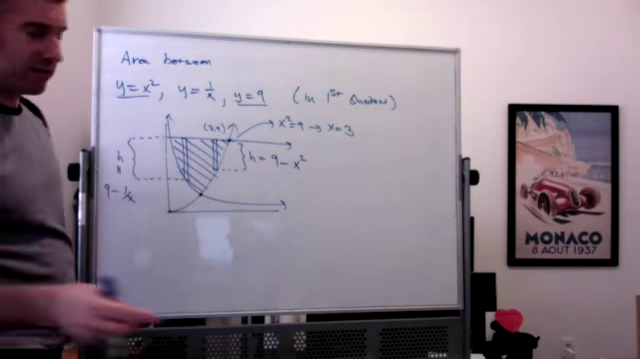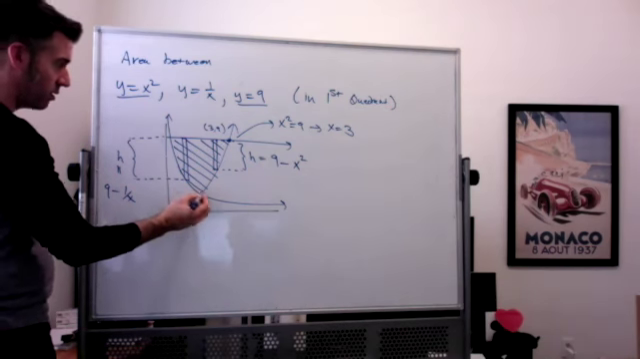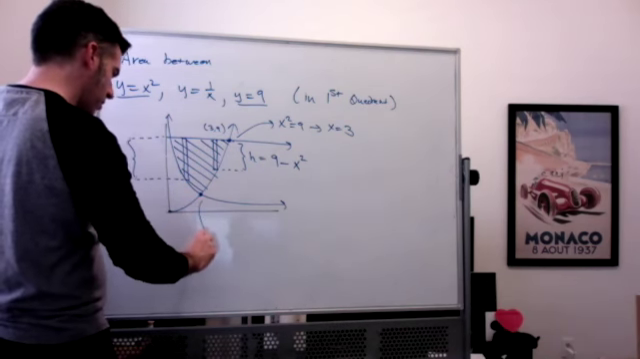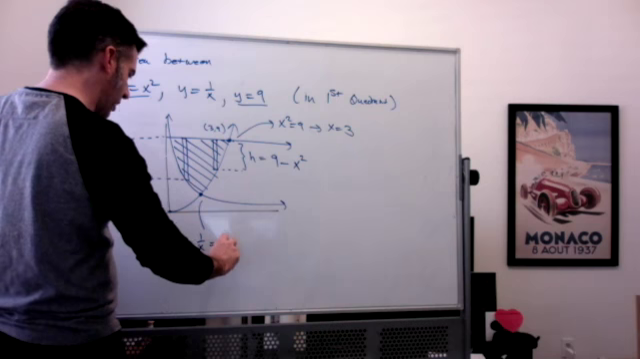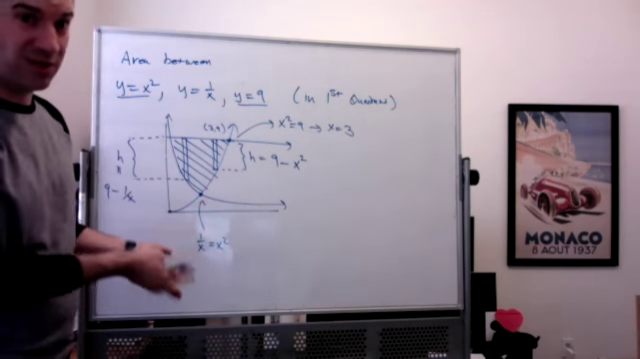Could also be negative 3, but that's over here. We don't care about that. This point here, where 1 over x equals x squared, you could do the math, but I know you all know what the answer is.